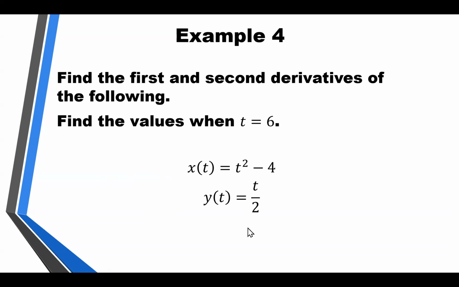Here's one where we don't get a straight line when we graph it. So let's find the first and second derivatives of the following pair of parametric equations, and then find the first and second derivative values when t is equal to 6. Again, if you want to push pause and try this on your own, feel free to do that.